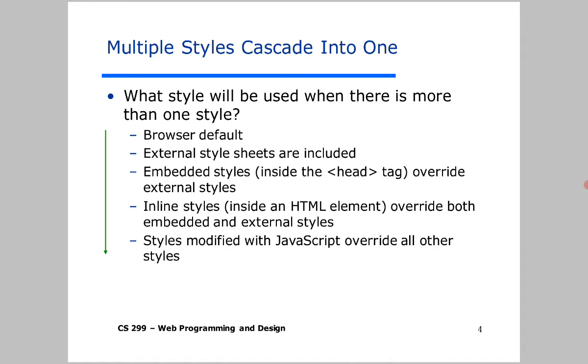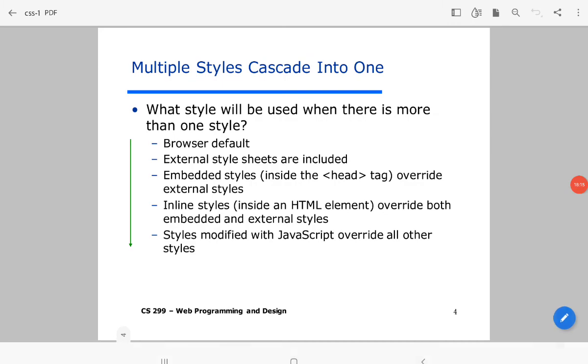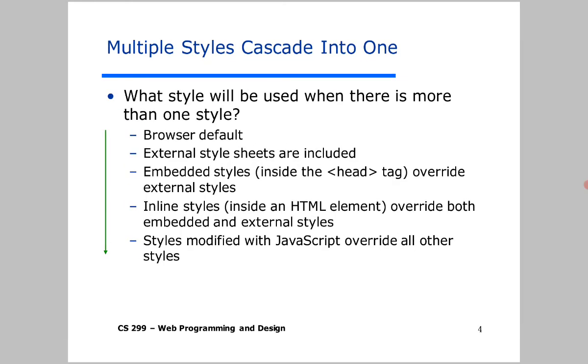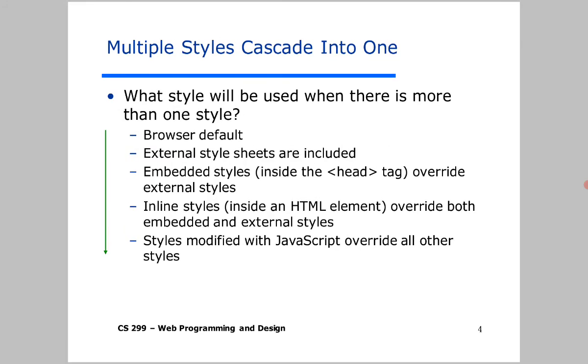Multiple styles cascade into one. What style will be used when there is more than one style? Browser default, external style sheets are included. Embedded styles inside the head tag override the external styles. Then inline styles.